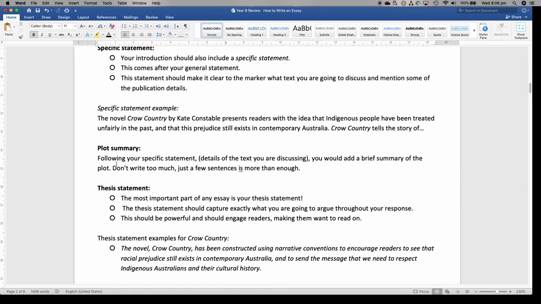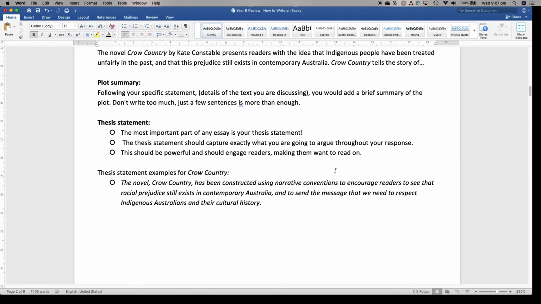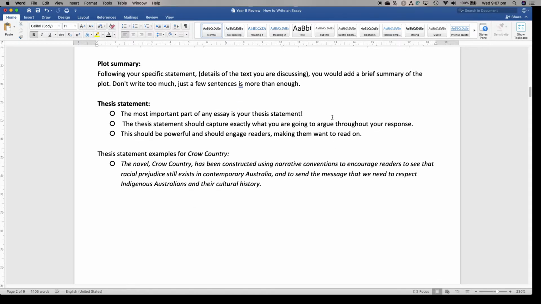So here it says, following your specific statement, and this is the details of the text you're discussing, you would add a brief summary of the plot. Don't write too much, just a few sentences. You wouldn't write any more than 2 sentences usually. That's all you should need. We don't need to know what's happening in the text really. What we want to do is understand that you know the context of where your examples are placed within that text.